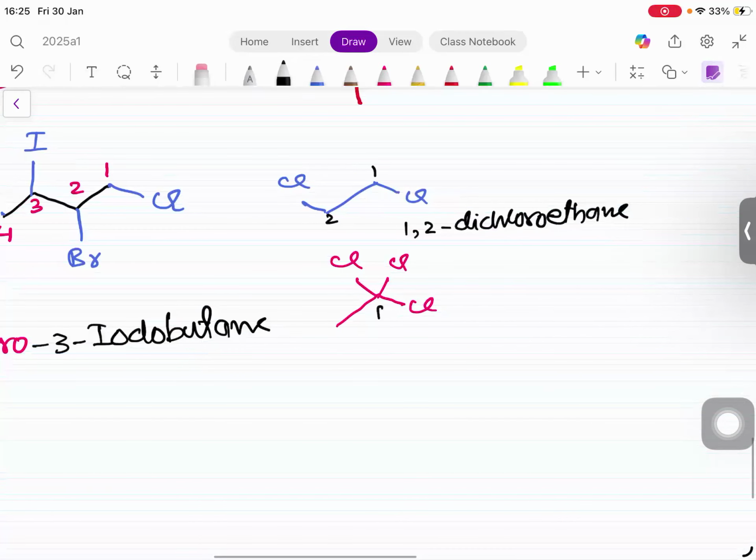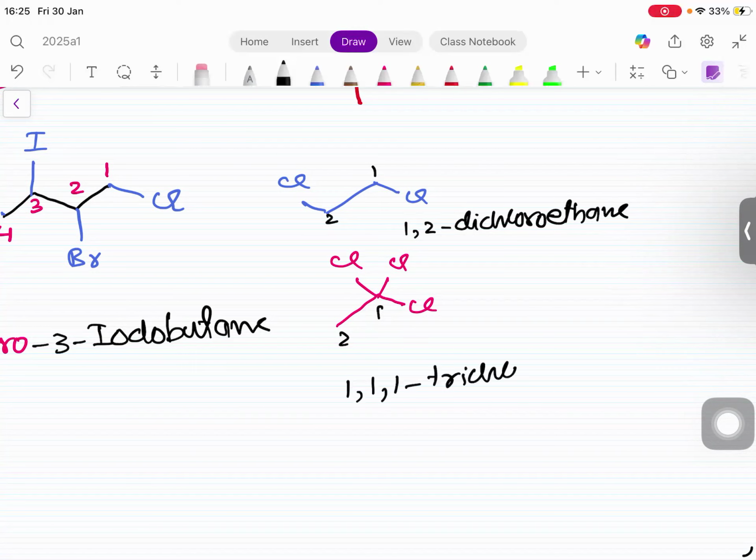Trichloro ethane. No, if there is a trichloro, you have to tell the position of all chloros. 1, 2. No. You have to tell them. Yes, it's 1, 1, 1 trichloro ethane. This is ethane.